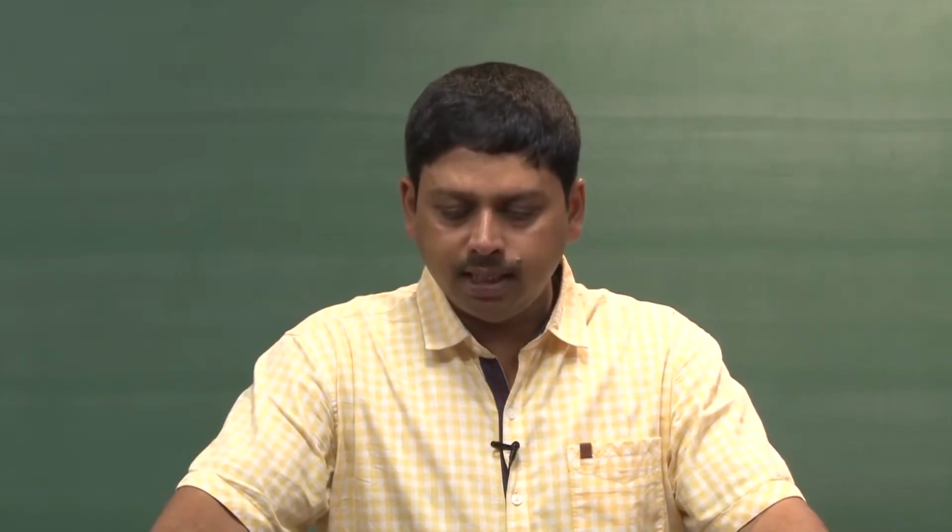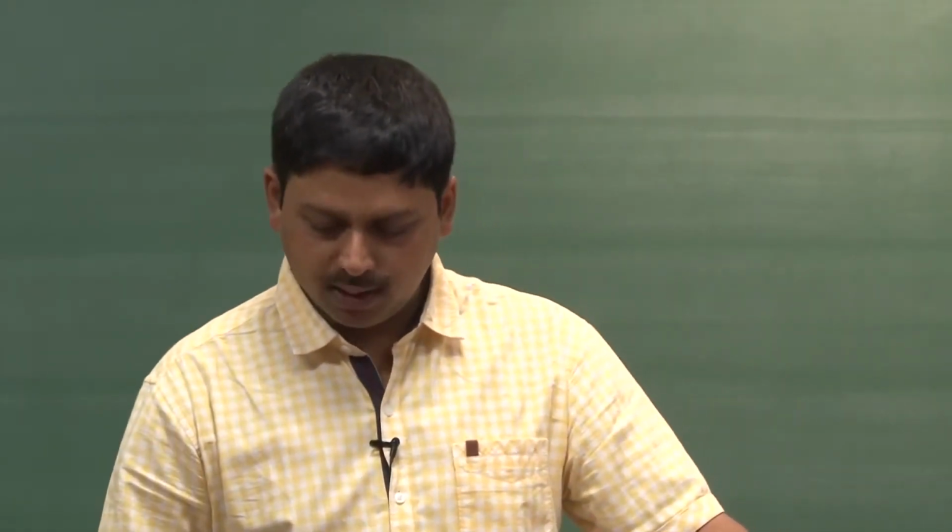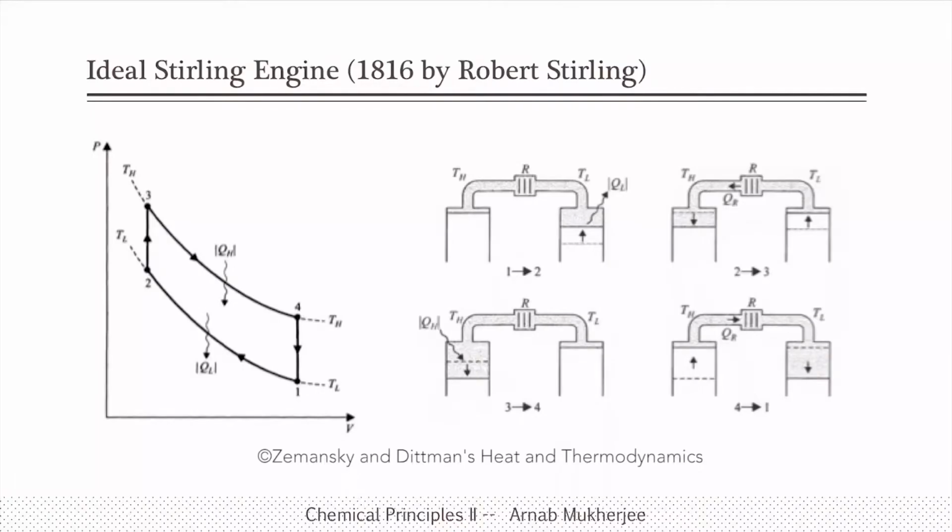An ideal Stirling engine basically has two pistons. One is the right side piston, another is the left side piston, and they are connected through something called a regenerator, R. One of the pistons is in contact with a high temperature heat bath or reservoir, and the other piston is in contact with the low temperature reservoir.